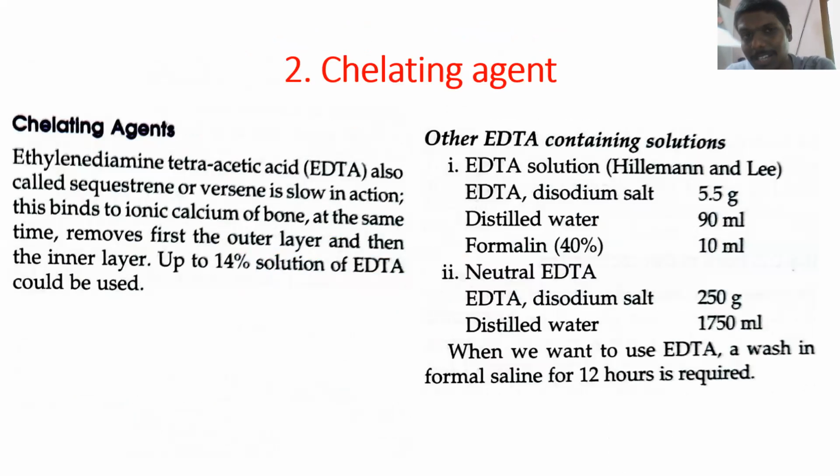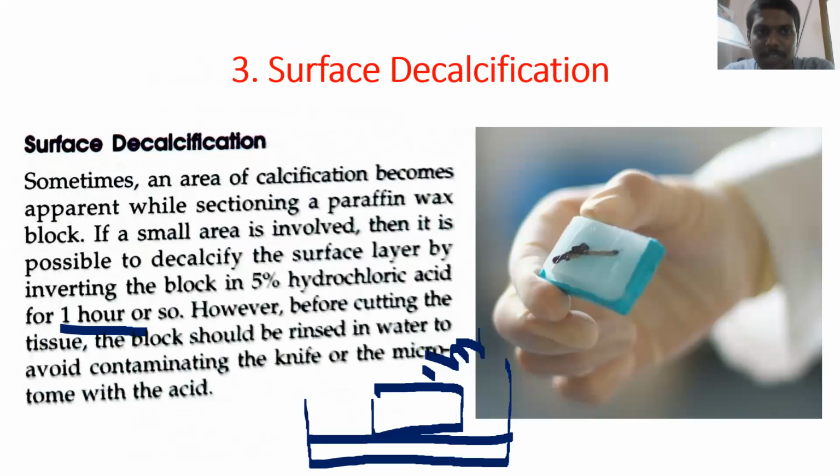Then we have other techniques like chelating agents. Chelating agents such as EDTA can be used for removing calcium from the tissue. We can also use surface decalcification. When we are cutting the section, we may suddenly encounter some bony tissue, and at that time we cannot deparaffinize or go through the reverse steps of tissue processing. Rather, we can simply expose the surface of the bony layer to the decalcifying agent. This mechanism is called surface decalcification.